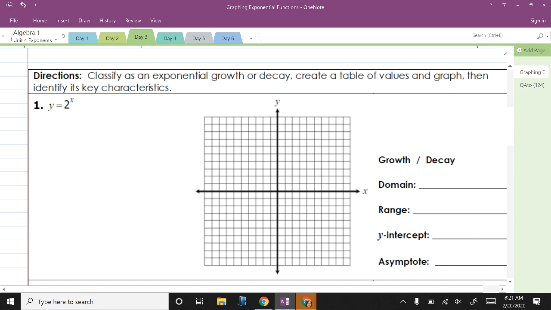Y equals 2 to the x power. So we're going to graph our first exponential function. Y'all remember when we first graphed lines? Yeah. We made tables, right? Those are kind of a pain, but those are the best way to graph an exponential function. So we're going to make an x and y table, just like we did for lines.